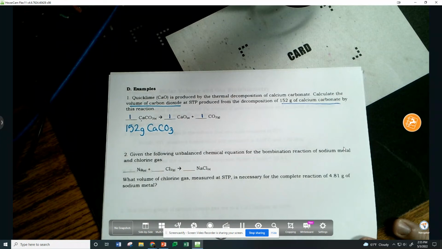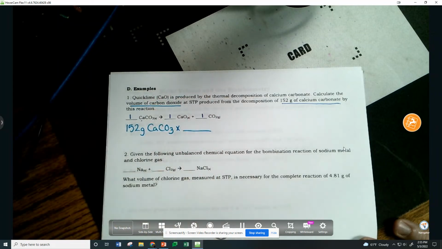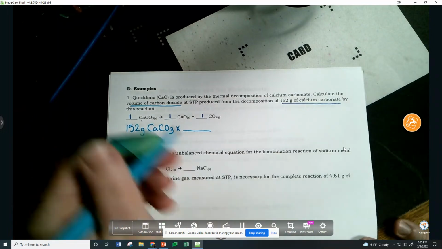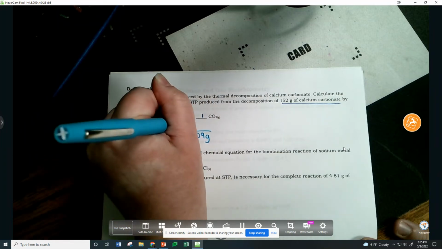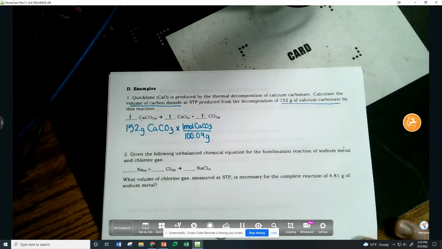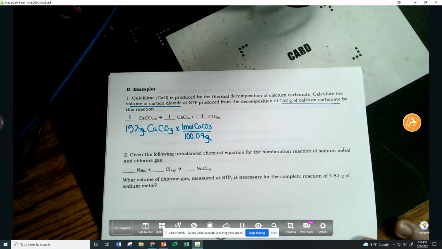Well, if you think about it, the first thing we did all through our stoichiometry unit is if you start with grams, the only way you can get rid of grams is through using molar mass. So again, you would add up 1 calcium, 1 carbon, and 3 oxygen. When I did that, I got an answer of 100.09 is for 1 mole of calcium carbonate.